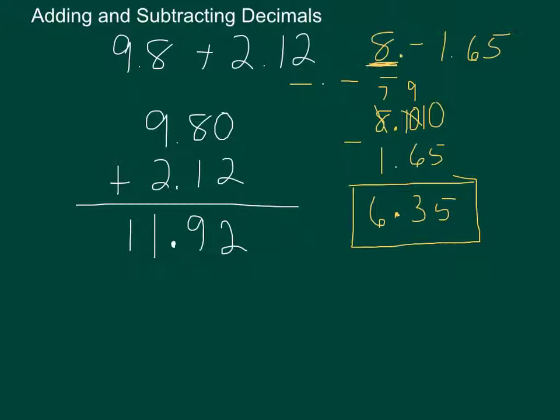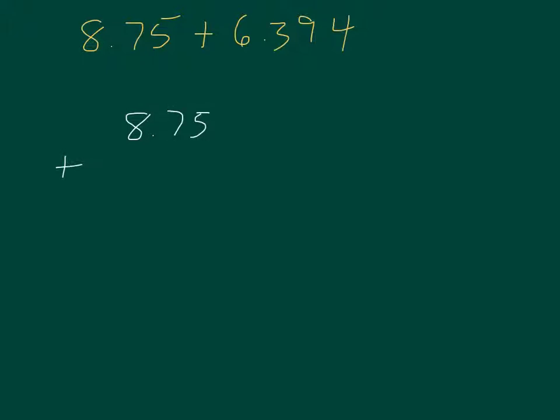Okay, let's do another addition example. Let's say we have 8.75 plus 6.394. Okay, so let's rewrite it, but line up the decimals. So you have 8.75 plus 6.394. And just like the other two, we're going to put a 0 in the thousands place, just so that we have digits in both numbers in the thousands place so that we can add them.